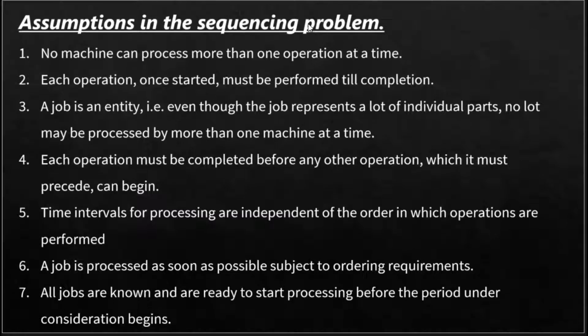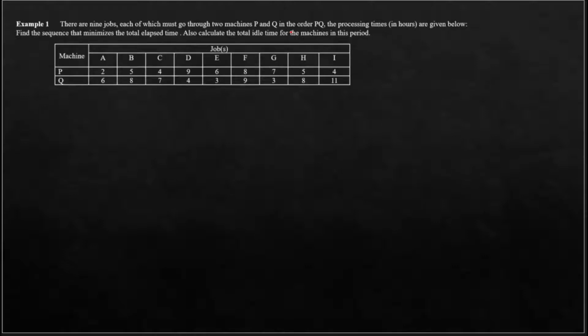Now we will see one example problem related to n jobs with two machines. The question is like this: there are 9 jobs, each of which must go through two machines. The machines are P and Q, and the order is P then Q, meaning the first machine is P and the second machine is Q. The processing time is in hours, and the times are like this.